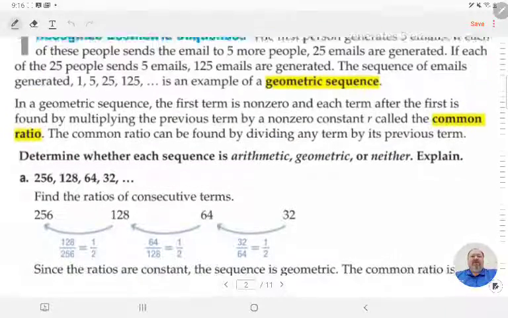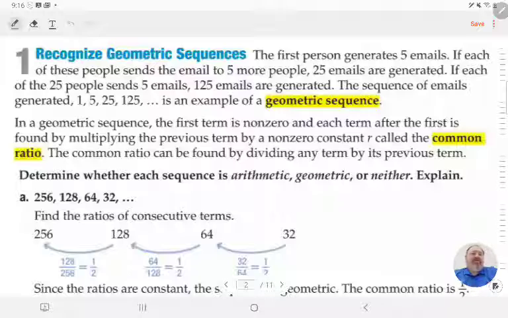Okay, so the first person generates 5 emails. If each of these people sends the email to 5 more people, 25 emails are generated. If each of the 25 people sends 5 emails, 125 emails are generated. The sequence of emails generated, 1, 5, 25, 125, is an example of a geometric sequence.